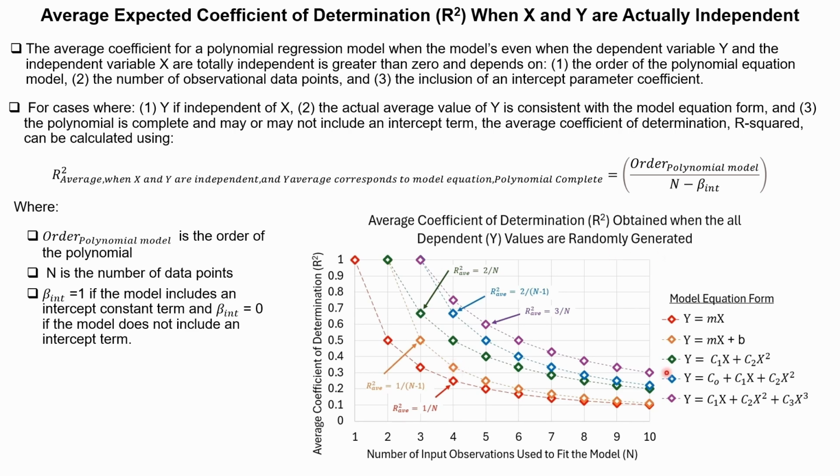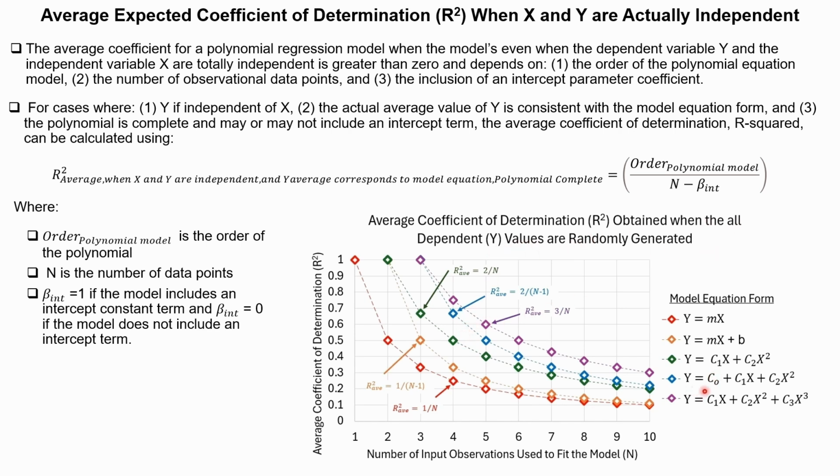As shown in green, if the model equation form is a second order one but does not include an intercept term, then in this equation the numerator is 2 and the b-intercept in the denominator is 0, which makes the average R-squared value be 2 over n. So for the case where n equals 4, the average R-squared value one would get would be 2 over 4, or 1/2, for the case where all 4 values of y are randomly generated independent of x.